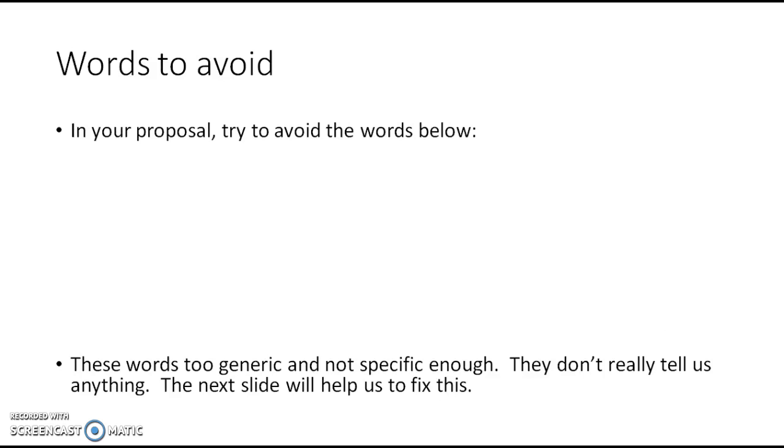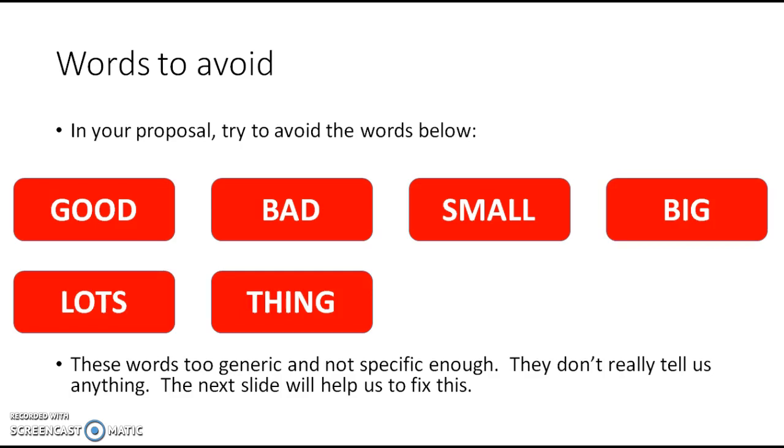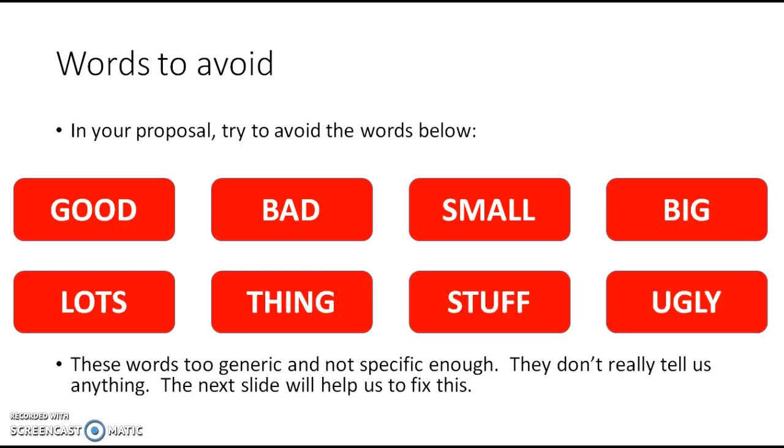So in your essay or your proposal, you should really try to avoid words like good, bad, small, big, lots, thing, stuff, ugly or beauty, or any words like this. Because these words are too generic. And what I mean by generic is that they're very general. You can use them in lots of sentences. They're not very precise, and therefore they don't really tell us anything.